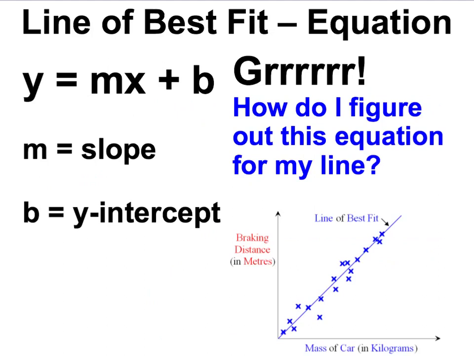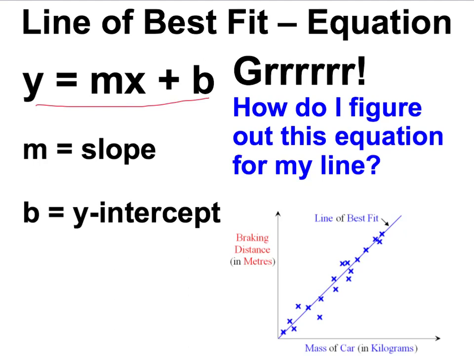The next thing we want to be able to do is take this line of best fit and write an equation for it in our standard linear equation format: y equals mx plus b. You may have dealt with linear equations in math class, but if you haven't, we're going to take some time to review and practice that. All of the math that you need to know for physics, you don't have to remember from math class. We're going to talk about it here.